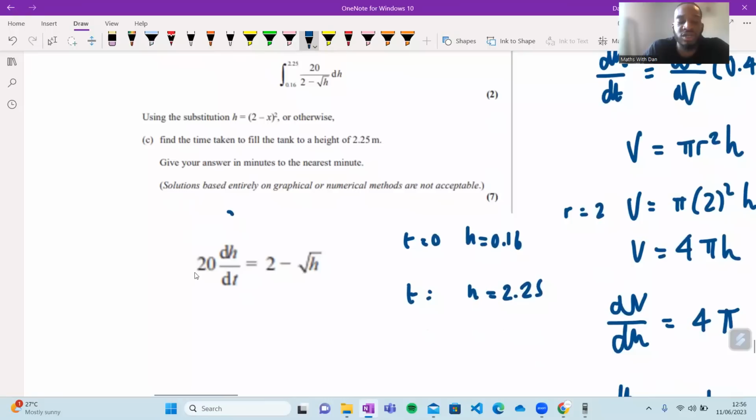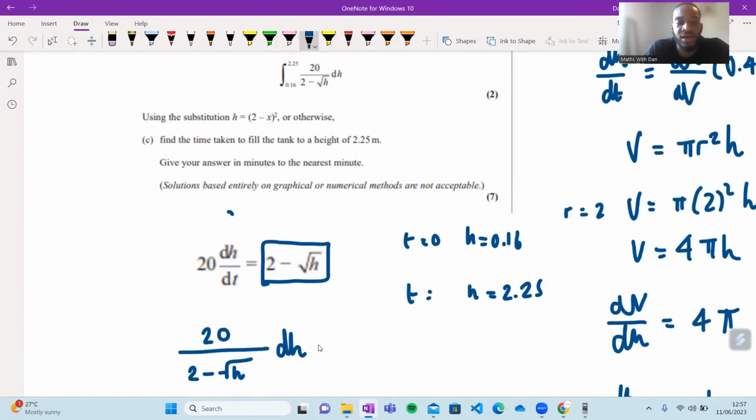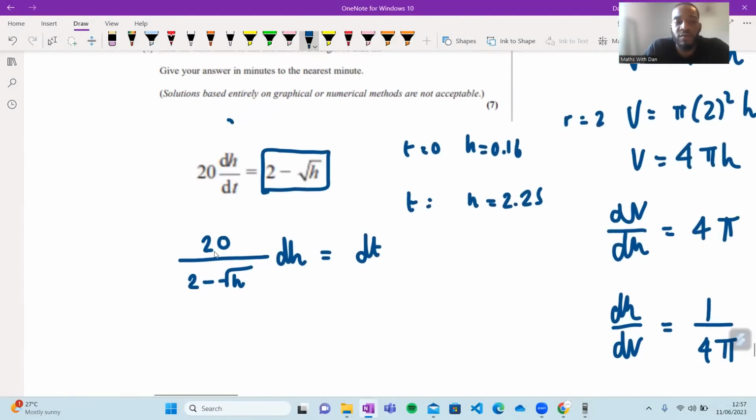We separate variables, it's just a differential equation. So I'm going to do 20, and then I'm going to divide by this. Remember, we have to divide by this whole thing to get the whole thing in terms of h. So we're going to get 2 minus root h here, right? And then that dh is fine, like this. And then we're going to times up by the dt, aren't we? Yeah? And then now, remember, we do integral signs like this.